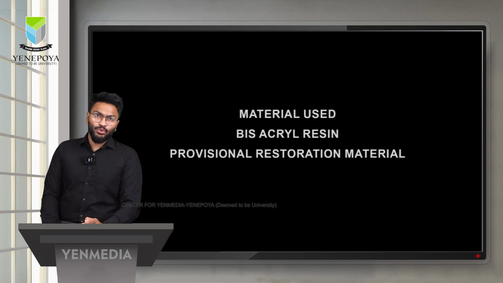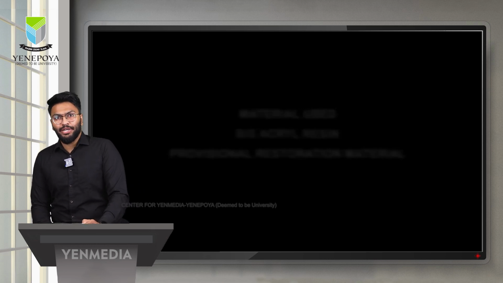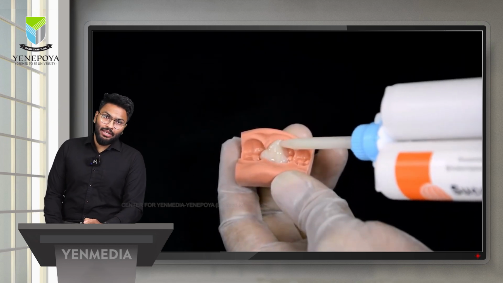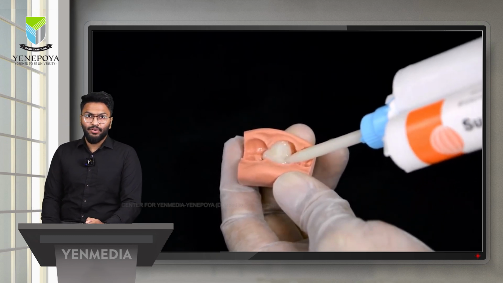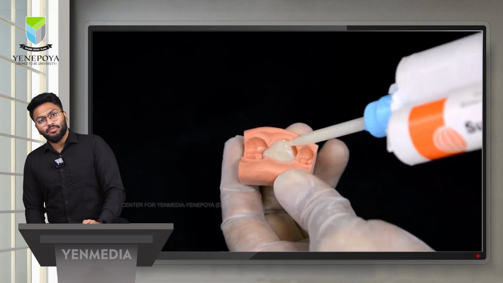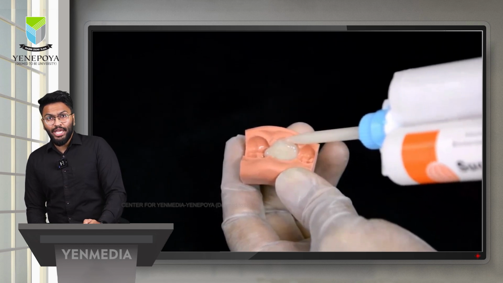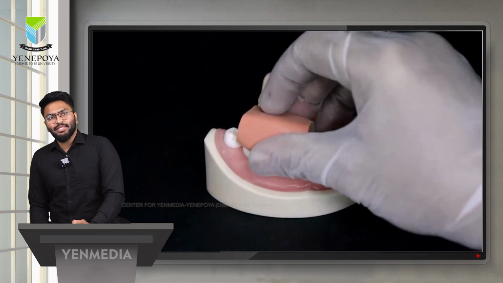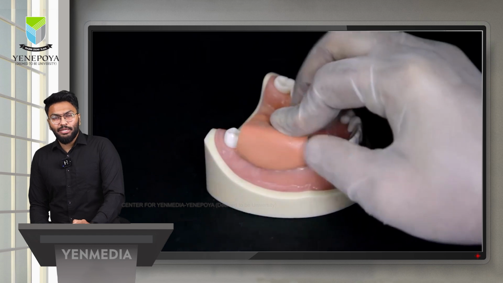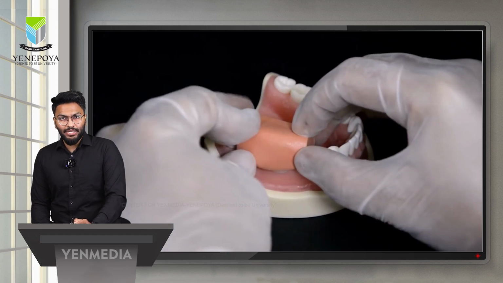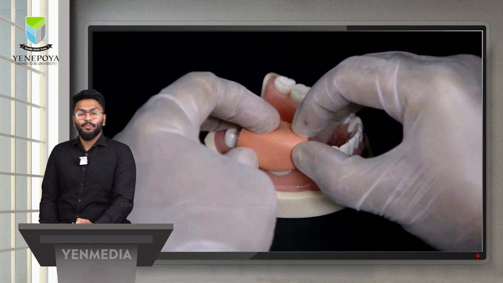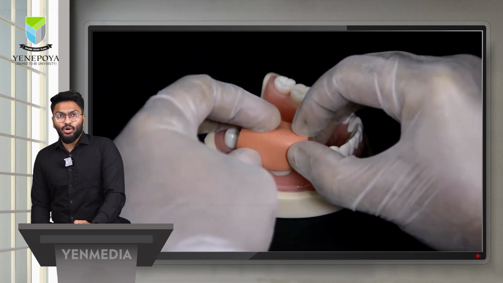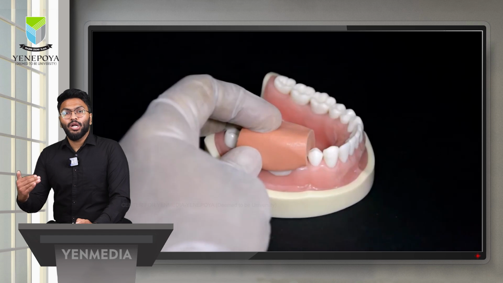So as I was saying, the material of interest is a bisacrylic resin material. After the preparation, the bisacrylic resin material is injected into the putty index, which is prepared from the patient's mouth. It's injected in such a way that there are no air bubbles present. After injecting, it is placed in position. While placing in position, you have to make sure that it is compressed properly, and also make sure that you don't apply any pressure on the putty index above the prepared tooth.